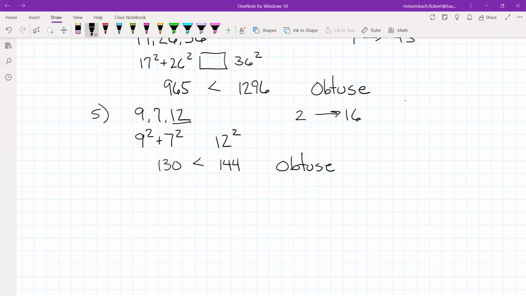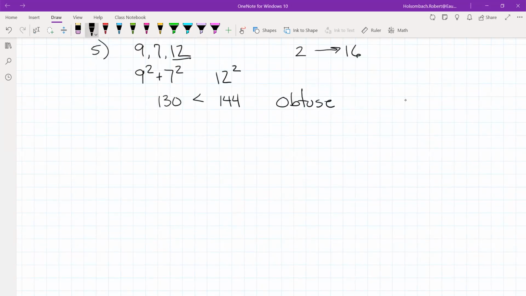Number 8 is the same format, so let's take a look at it. Our 3 side lengths are 16, 63, and 64. 63 minus 16 is 47. And 63 plus 16 is 79. So the 64 is between those two numbers, so you do have a triangle.